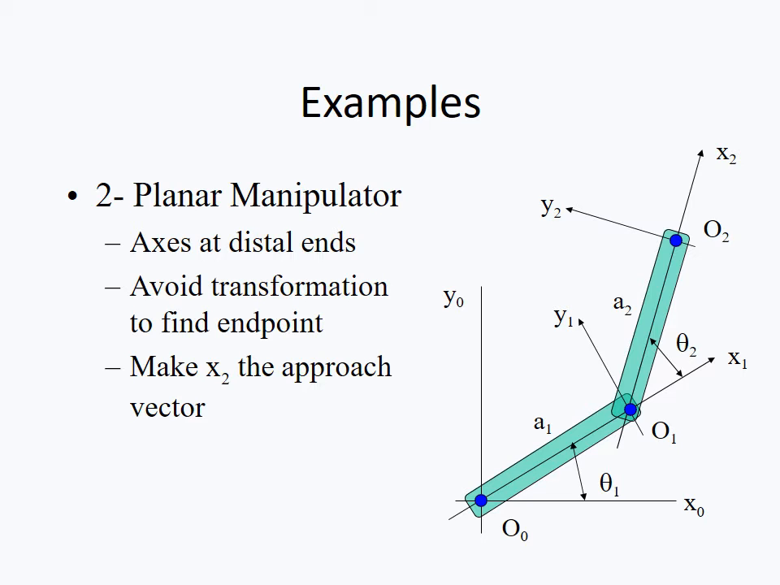Next, examples of forward kinematics. We have a two-link planar manipulator, with transformation used to find the endpoint, making x the approach vector. Here we have two links, A1 and A2. The first joint angle will be theta 1, the second will be theta 2. The position of origin 2 is defined by theta 1 and theta 2. If we vary the theta 1 and theta 2 values, the position of origin 2 will vary. This is a basic example of a two-link planar manipulator.